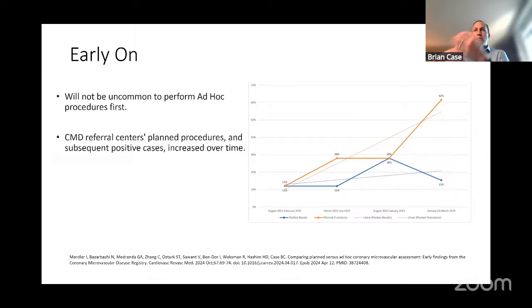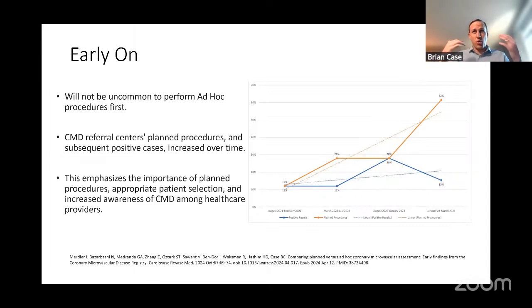Of course, the more and more ad hocs you do, you get the word out. You're going to shift more from ad hocs to planned procedures where patients are specifically coming for coronary functional testing. And with more planned procedures, you see a nice increase in positive, confirmed cases, as you get more referred coronary functional testing. And again, it's important to get the word out that you have this technology, both with your colleagues, your referring cardiologists, and also the general community.